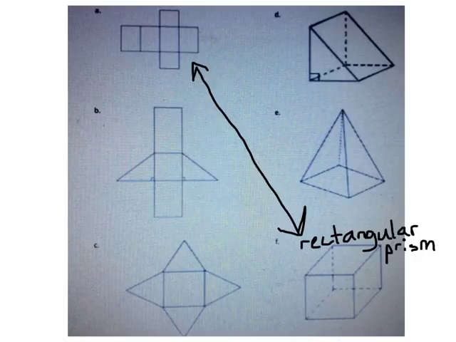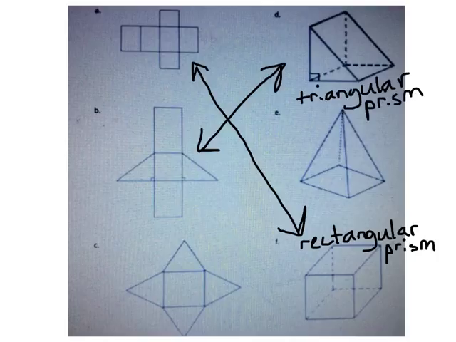Which shape matches net B? Net B matches with figure D. It has 2 triangles and 3 rectangles as faces. What's the name of figure D? It's a triangular prism.